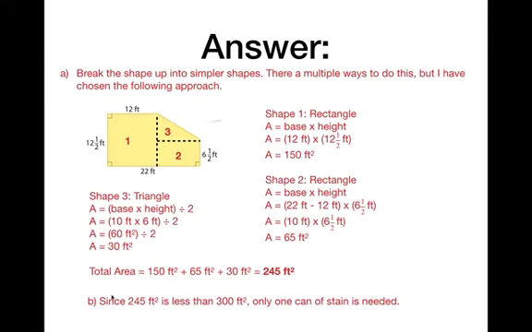And again, it does say there in B, right? So since 245 is less than 300, then we just need the 1 can.